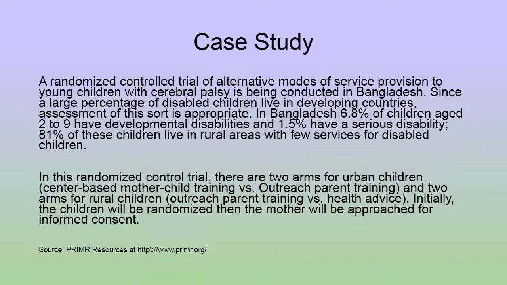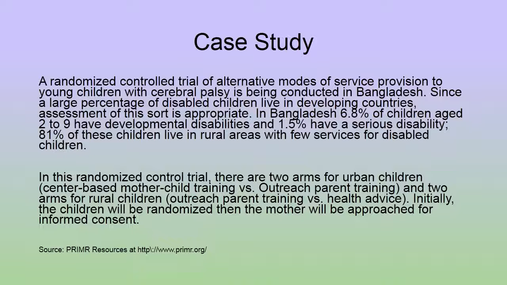A randomized controlled trial of alternative modes of service provision to young children with cerebral palsy is being conducted in Bangladesh. Since a large percentage of disabled children live in developing countries, assessment of this sort is appropriate. In Bangladesh, 6.8% of children aged 2 to 9 have developmental disabilities, and 1.5% have a serious disability. 81% of these children live in rural areas with few services for disabled children.